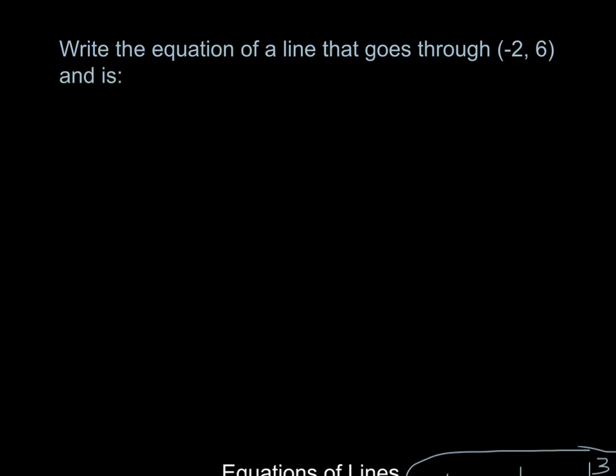so the first one is we want a line that is parallel to, let's say, this line right here, 3x plus 2y equals -4. Okay, so let's try that.